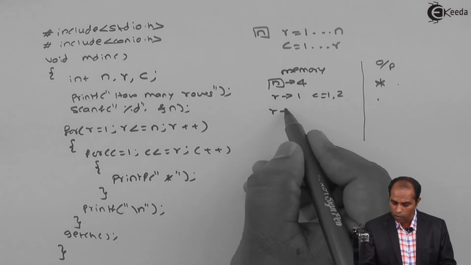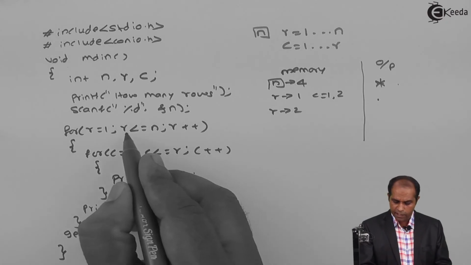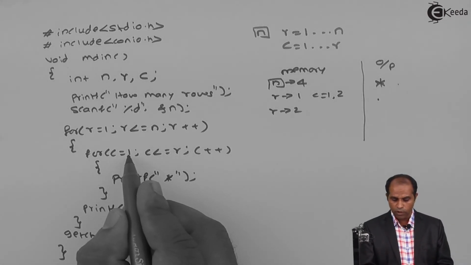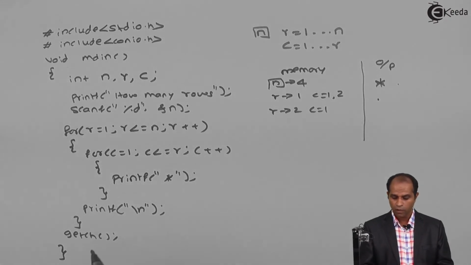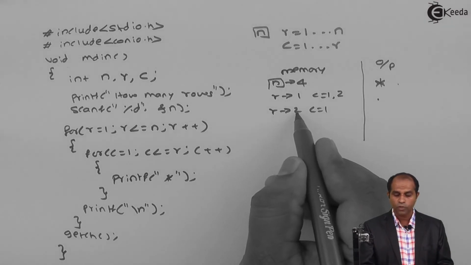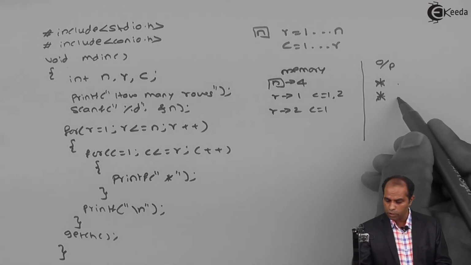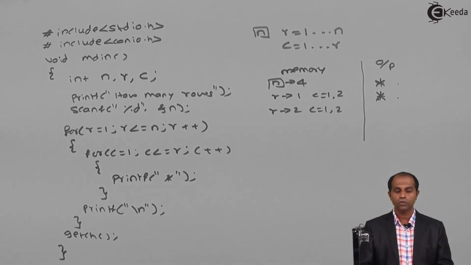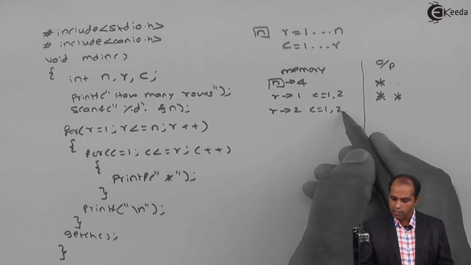So now r will become 2. When r is 2, again it says 2 less than or equal to 4, true. True in the sense that you need to start c again with 1. So reset c as 1. 1 less than or equal to 2, true. True in the sense, print an asterisk. After that, move to the next position. Go back, c becomes 2. 2 less than or equal to 2, true. Print one more asterisk. Again go back, c becomes 3.